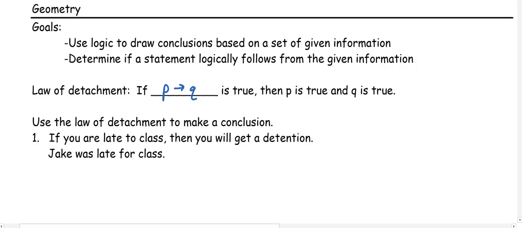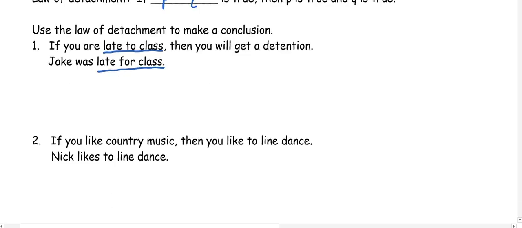When we're doing law of detachment, to figure out if you can make a conclusion, look and see: is the second statement coming from the hypothesis or from the conclusion? So number one, if you are late to class, then you will get a detention. Jake was late for class. Notice that our hypothesis is repeated twice. So because Jake was late to class, we can make a conclusion that Jake will get a detention.